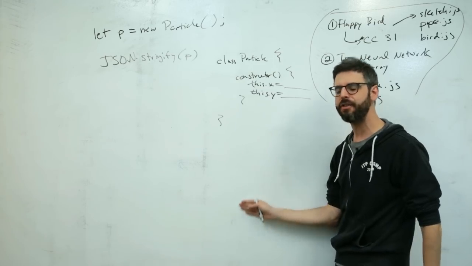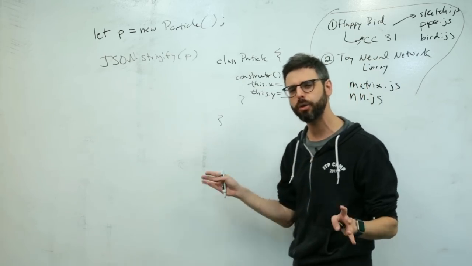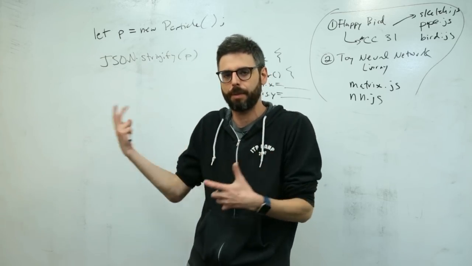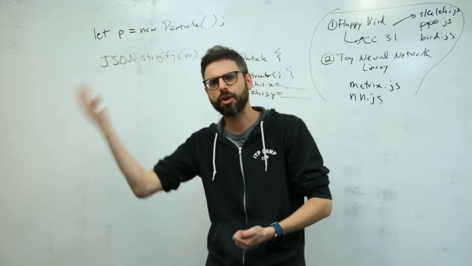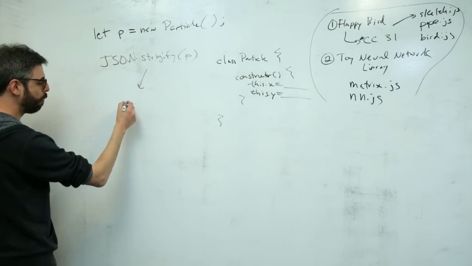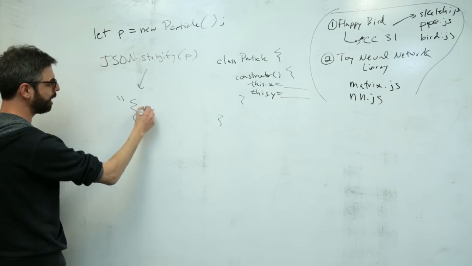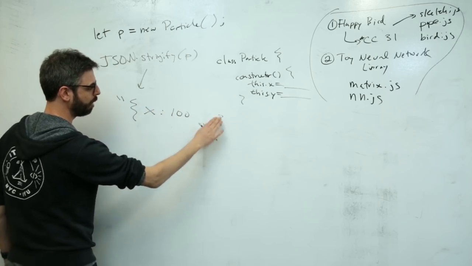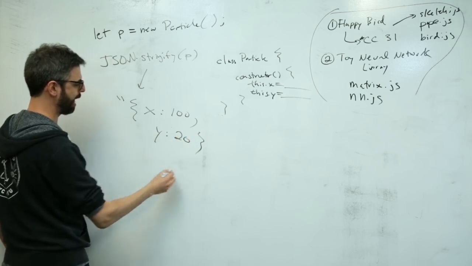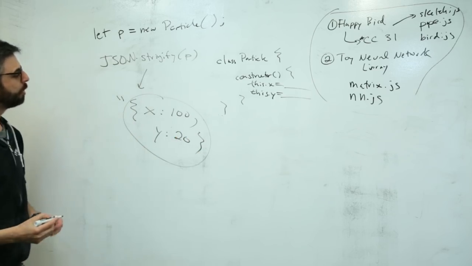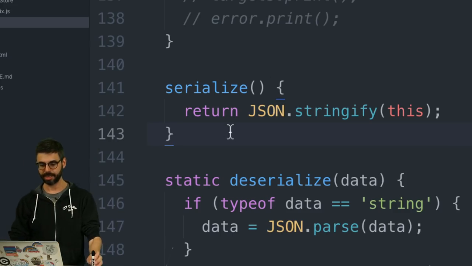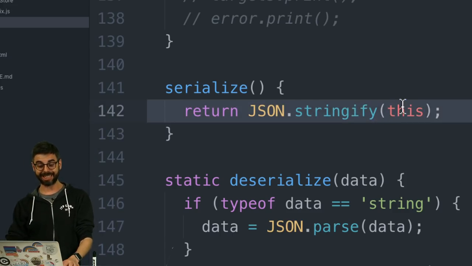Now, if there's methods and functions in here, those won't be included, but if all I want are the variables, the properties of the particle, what's its current velocity, what's its current x, y location, then I'm going to get that stuff. This is going to give me a string that just looks like this: x, whatever it is, 100, comma, y, 20, and curly bracket. So even though the neural network is much more complex, this is doing exactly the same thing.